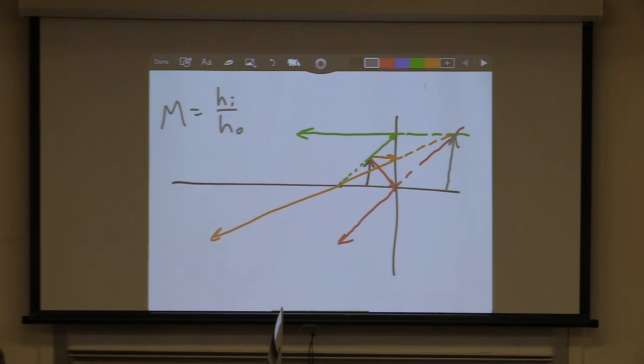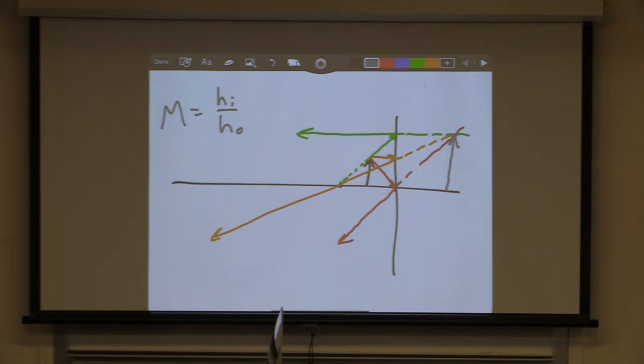If the image is way bigger, then you have a large magnification. If the image is smaller, you'll have a magnification that's less than 1. If the image is upside down, pay attention, this is important. If the image is upside down, then the image height is negative, and you'll have a negative magnification.